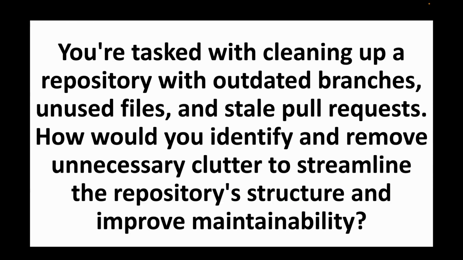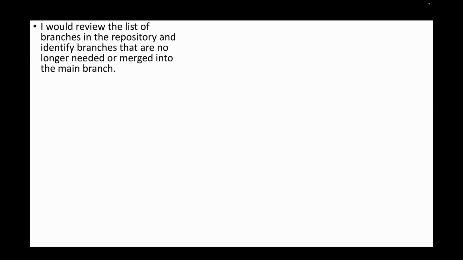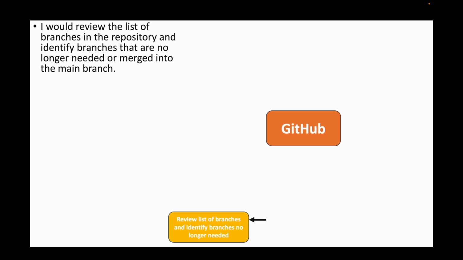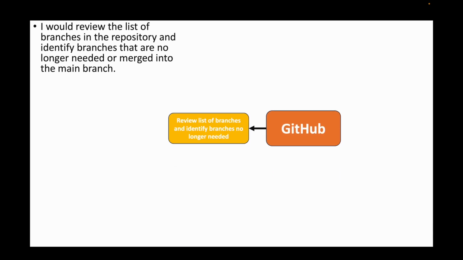The next question we have is, you're tasked with cleaning up a repository with outdated branches, unused files, and stale pull requests. How would you identify and remove unnecessary clutter to streamline the repository's structure and also improve maintainability? So, for this, we can essentially review the list of branches that you have in the repository and then identify the branches that are no longer needed or need to be merged into your main branch.